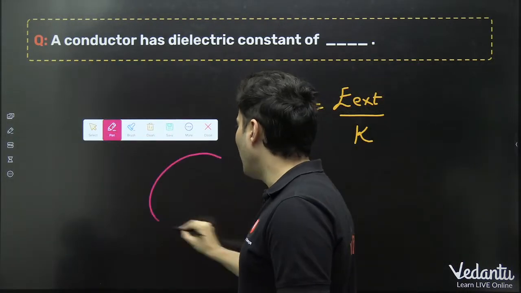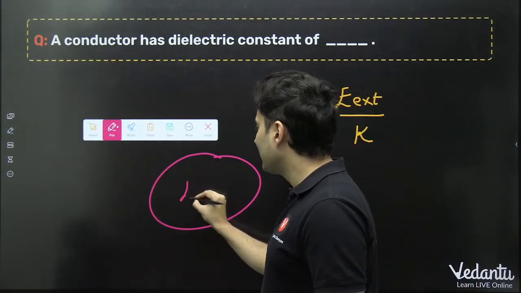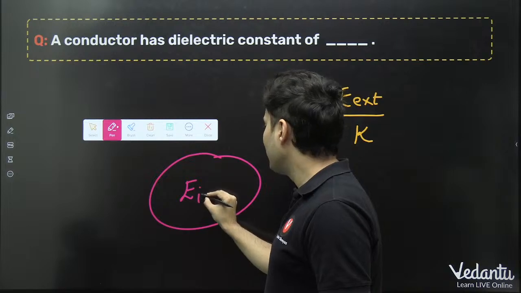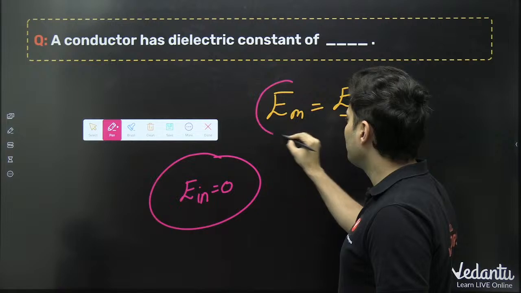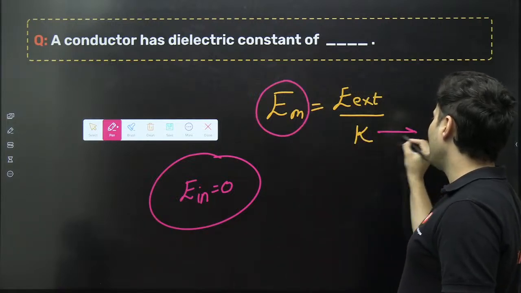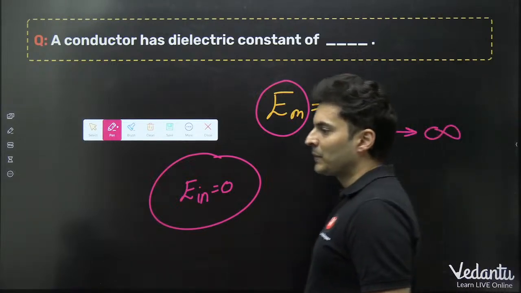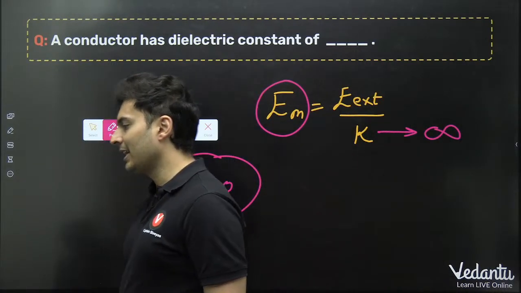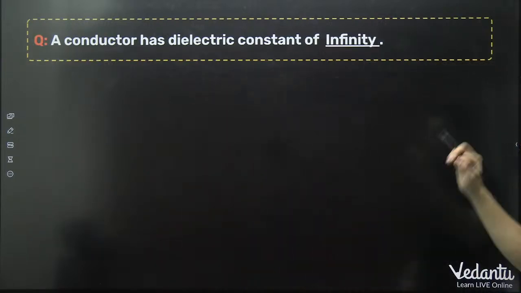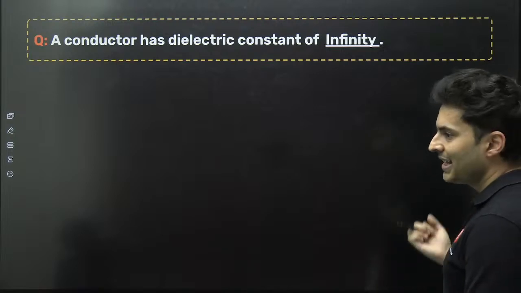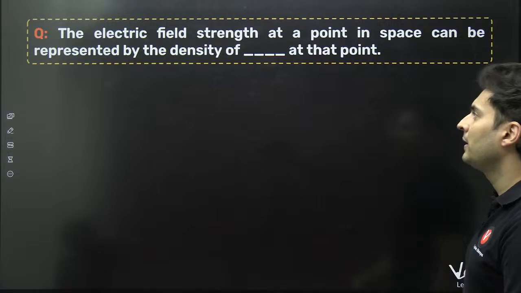Now imagine you are inside a conductor. What is the electric field inside? It is 0, right? Electric field inside is 0. So if this is 0, that means this K should be what? The K should be infinity. Very good. Excellent. That is the correct answer. The conductor has a dielectric constant of infinity. Awesome. Next one on your screen now.